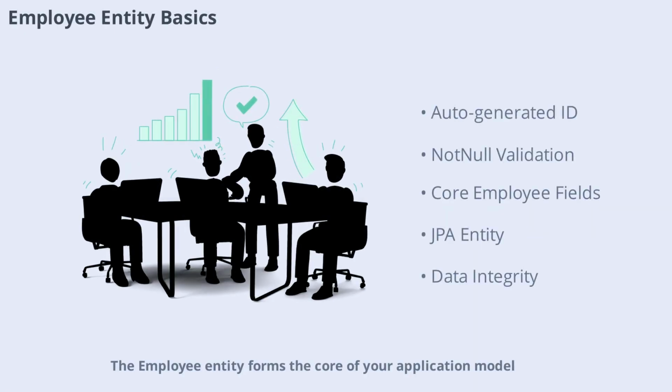The Employee entity forms the core of your application model. Defined with JPA annotations, it includes fields for ID, name, and department. The ID is auto-generated, while name and department are marked as not null to ensure data integrity. Getters and setters provide access and modification capabilities. This entity represents employees in your database, serving as the foundation for API operations such as create, update, and retrieve.